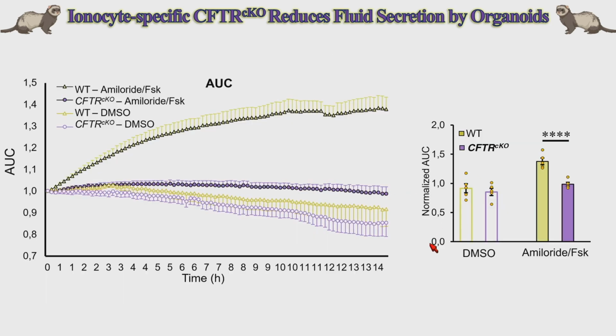We quantified the organoid swelling, and we also had controls that have been induced with DMSO instead of amiloride and forskolin. And results of our quantification show that the wild-type organoids swell significantly more than the cultures with deleted CFTR.